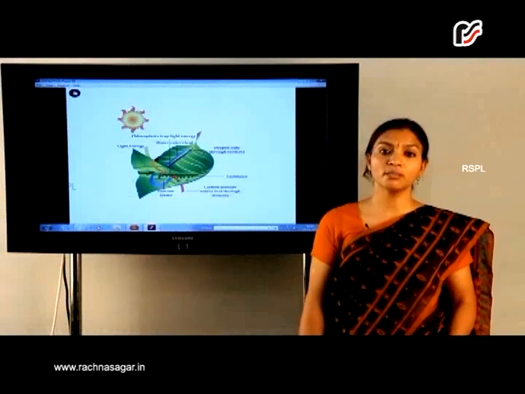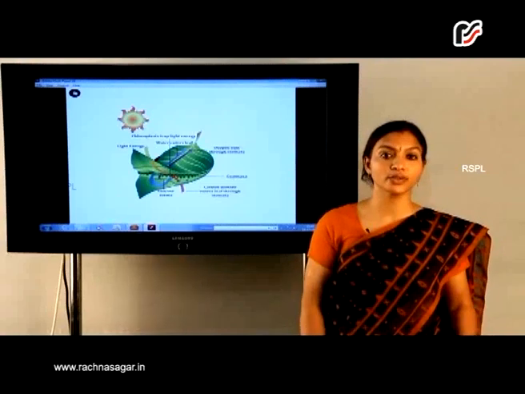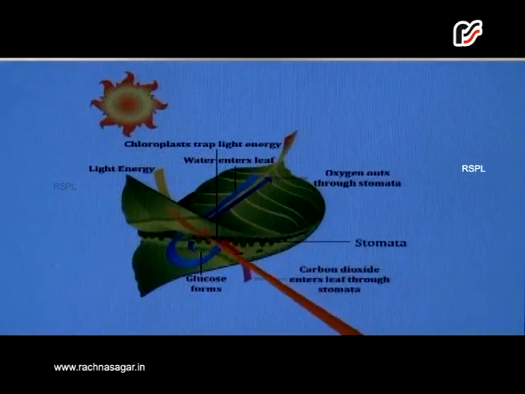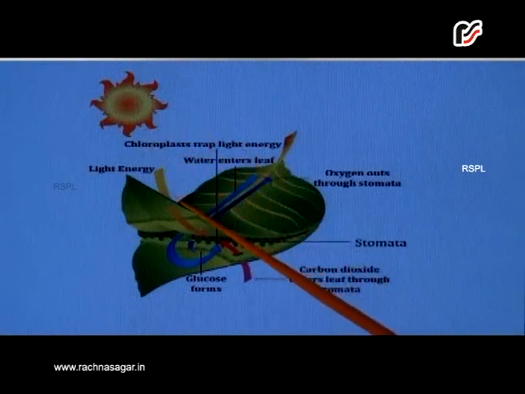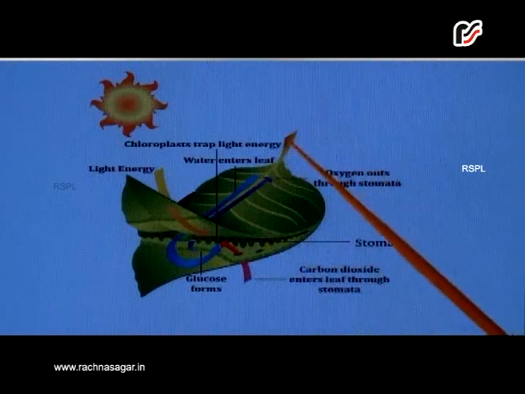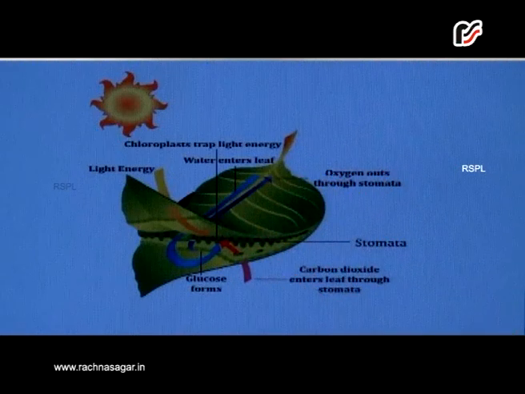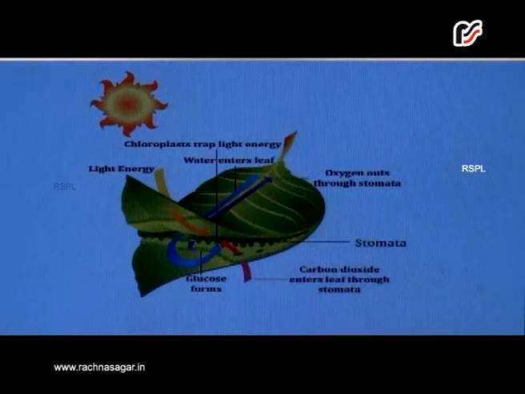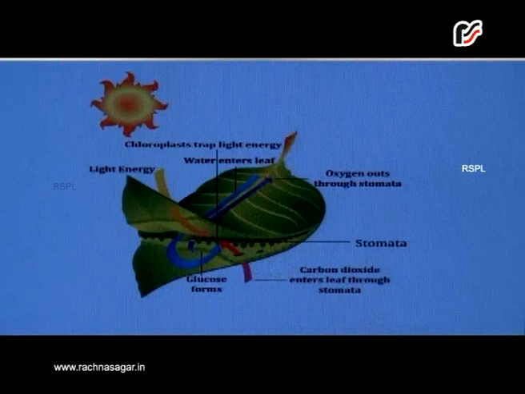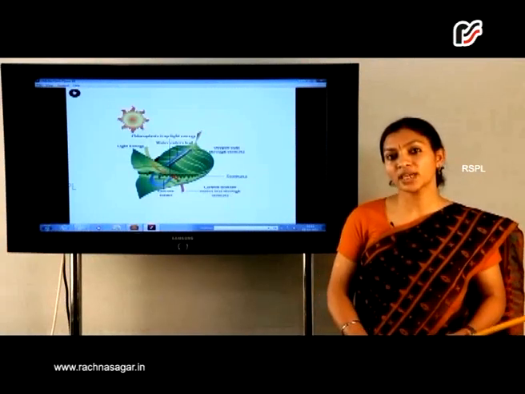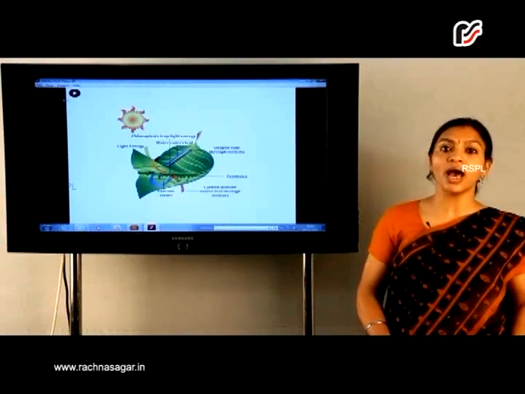Now let's go through the main events that occur during photosynthesis. Sunlight is trapped by chlorophyll, which is found in the chloroplasts. This light energy is converted into chemical energy, like we can see glucose is formed, which is a chemical form of energy, and the water which enters is broken down into hydrogen and oxygen. This process also needs sunlight, meaning breaking of water molecules also needs sunlight. Then the carbon dioxide which enters through the stomata is reduced to carbohydrates. Oxygen is released out.